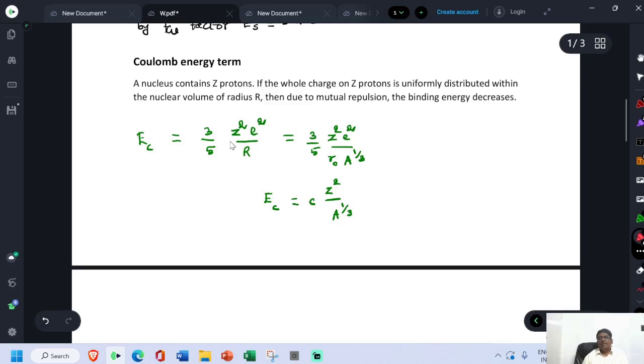The affecting factors are Z and A power 1 by 3. We know that R equals R0 A power 1 by 3. Therefore, this Coulombic energy term is proportional to, you may write, EC is proportional to Z square divided by A power 1 by 3. To remove the proportional sign, we are introducing constant C. The value of the constant is 3 by 5 E square divided by R0. This term is also decreasing the binding energy of the system.